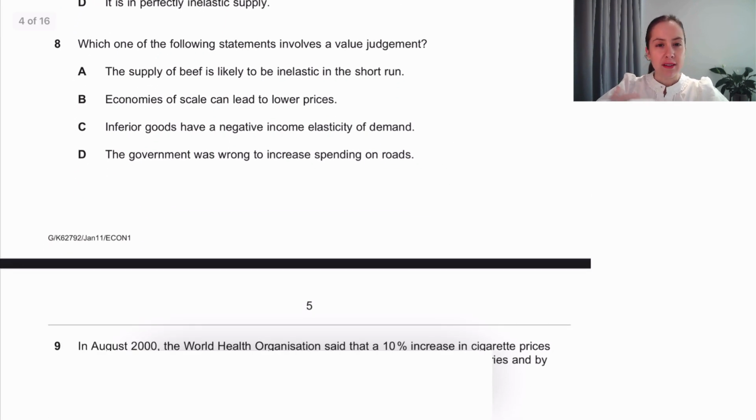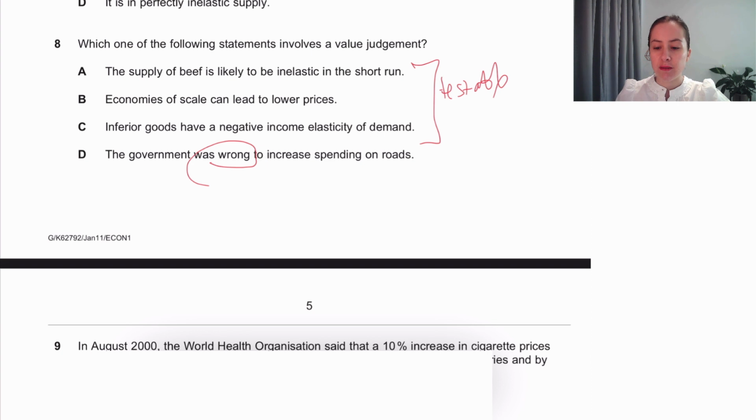A value judgment is an opinion about what's right, what should be done, all those kinds of things. You're looking for something like that. So something about being wrong. Everything else, therefore, should be testable. So take a look and just make sure you haven't missed any out.